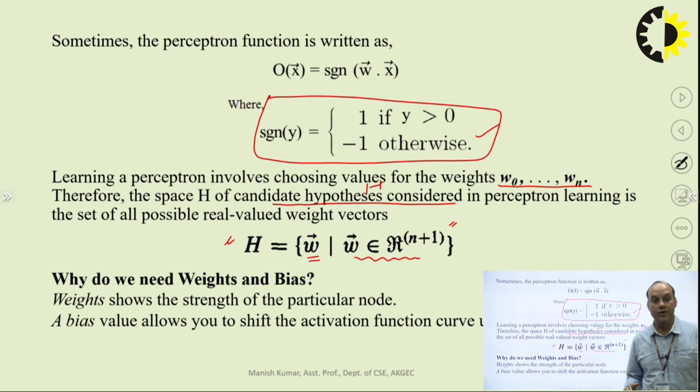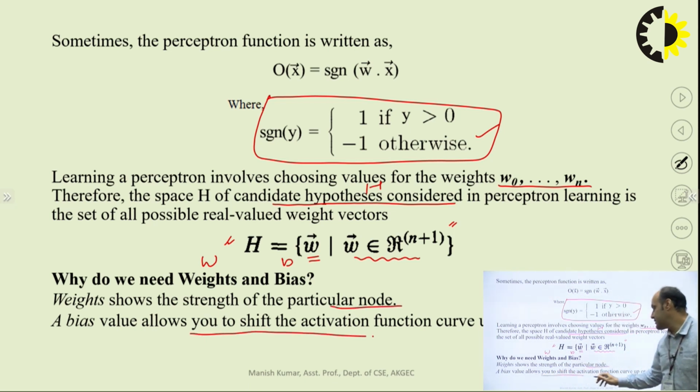So why do we need weight and bias? I have just shown it in a diagram. We define the weight with the symbol W, and the bias is called B. So why in a neural network do we need weight and bias? Weight shows the strength of a particular node, and the bias value allows us to shift the activation function curve up or down. So we need a bias also, to handle the artificial neural network.